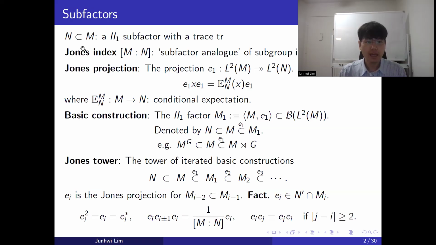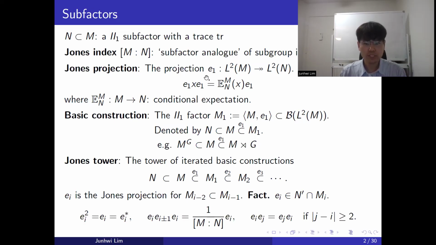And because M is a II_1 factor, we have a unique faithful normal trace. And using this trace, we can construct a GNS Hilbert space L2 of M and its subspace L2 of N. The projection E1 from L2 of M onto L2 of N is called the Jones projection. And the Jones projection implements the conditional expectation from the large factor M onto the subfactor N.